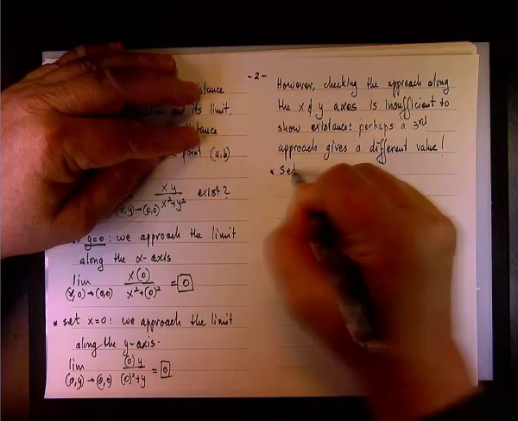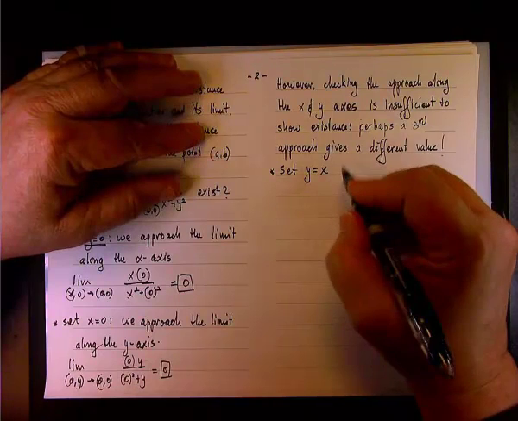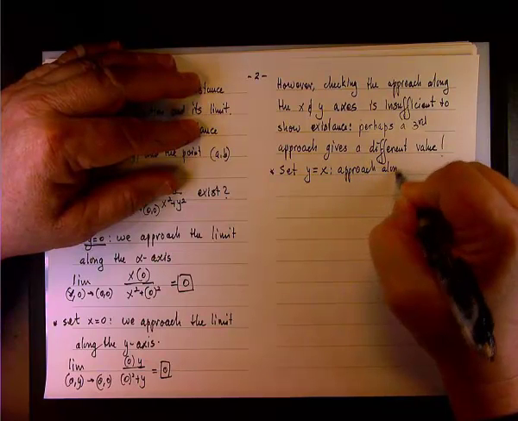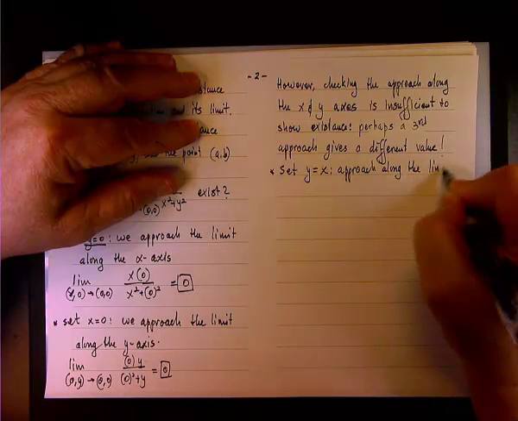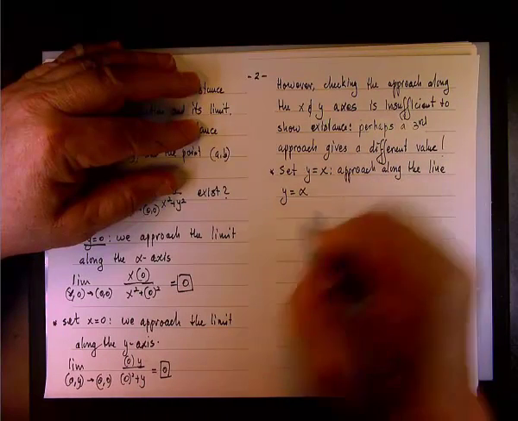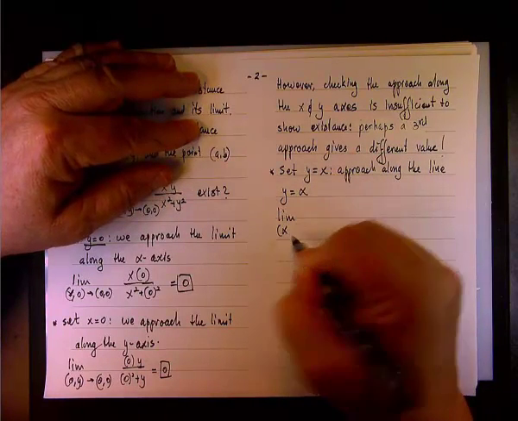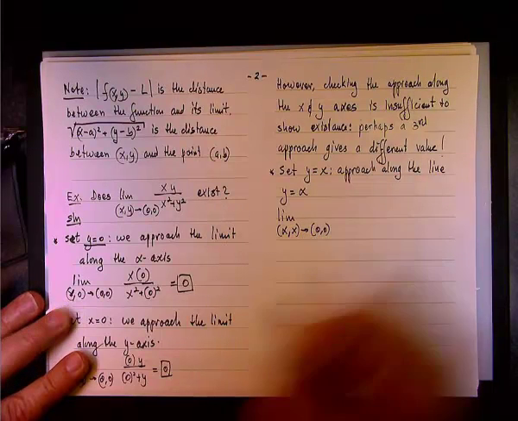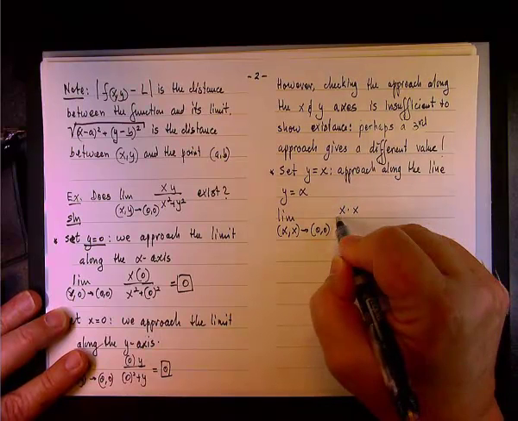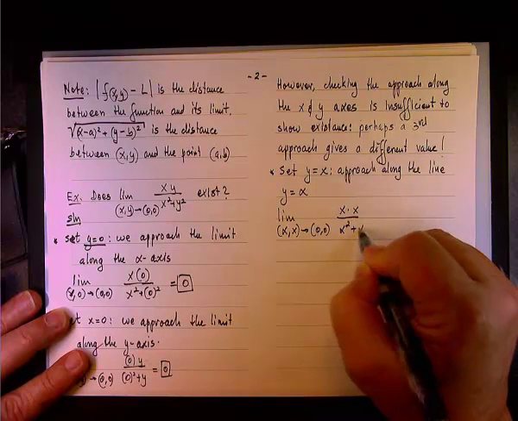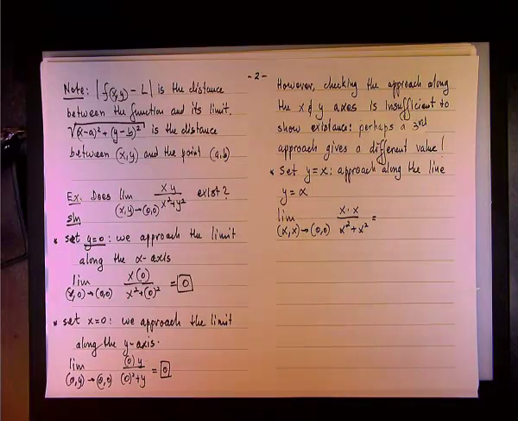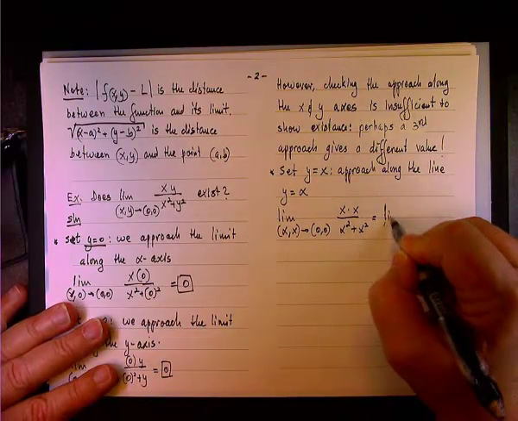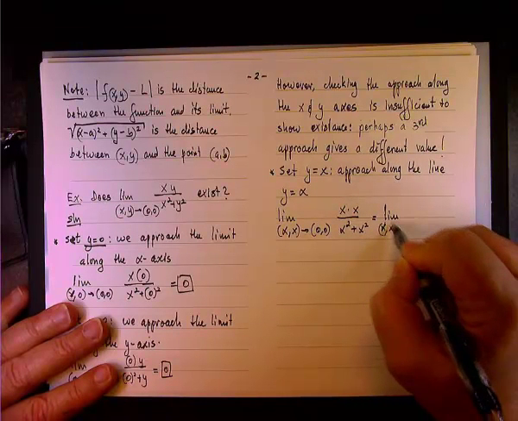Okay, so what we'll do, this will be the third approach, we set y equal x. So we approach along the line y equals x. So what do we have? The limit, because y is x, we're going to write it (x, x) approaches (0, 0). And instead of x times y, we'll have x times x divided by x squared plus x squared, right? And this will be x squared divided by 2x squared.